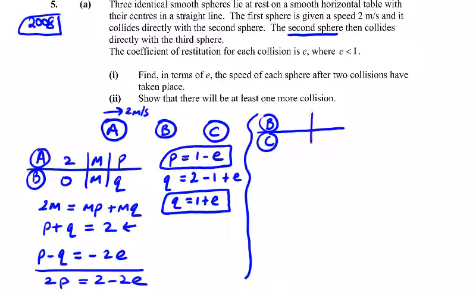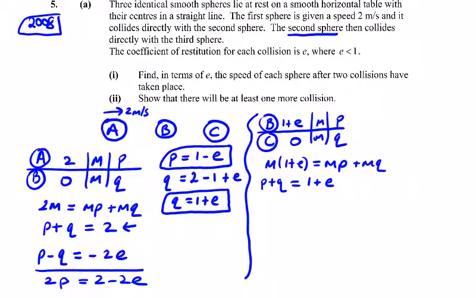Identical masses. C is at rest. And the speed of B is Q, which is 1 plus E. And we'll call these P and Q again. So we're going to have M times 1 plus E plus M times 0 is equal to MP plus MQ. So P plus Q is equal to 1 plus E. I'll also have P minus Q over 1 plus E is equal to minus E. So just put the minus E here and the 1 plus E up on top. Save ourselves a line. And then these will combine to get rid of Q.